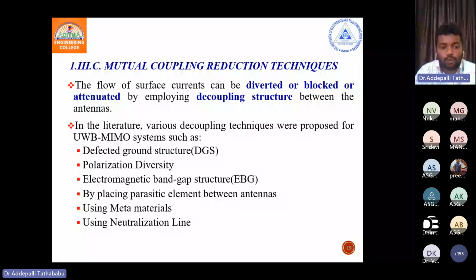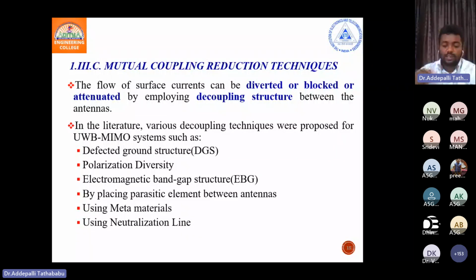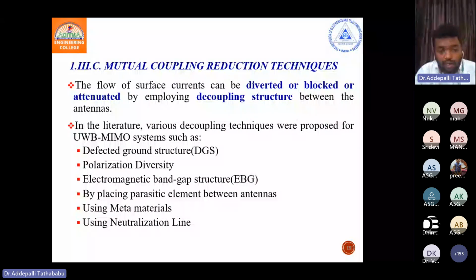The second one is polarization diversity. That means if you take a 4-element antenna, you place the four antennas so that one antenna is in this direction, another in this direction, another in this direction, and another in this direction, all perpendicular to each other. Then one antenna is horizontally polarized, another is vertically polarized, and again another is horizontal, another vertical. If you place four antennas in a square shape, that is polarization diversity. By using this technique, we can increase the isolation.